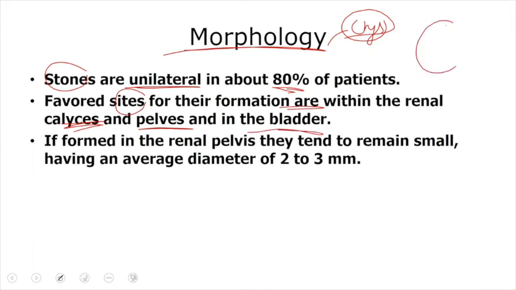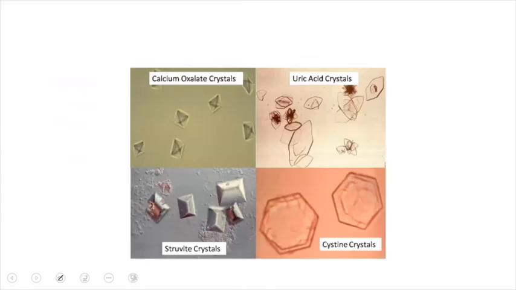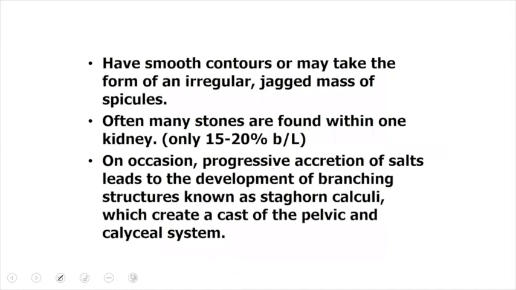So in the kidney, there are renal papillae, and there is a space known as the renal sinus, right? And in this space, we can appreciate the minor calyces along with the major calyces, right? And in this space we can appreciate the renal stone more commonly. If formed in the renal pelvis, they tend to remain small, having an average diameter of 2 to 3 in diameter. But rarely this stone can get very large in appearance, and progressively it can fill up the entire renal pelvis.